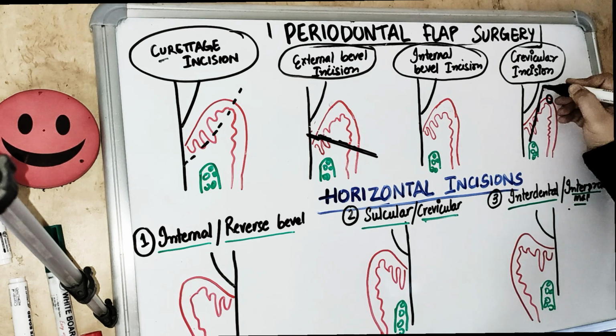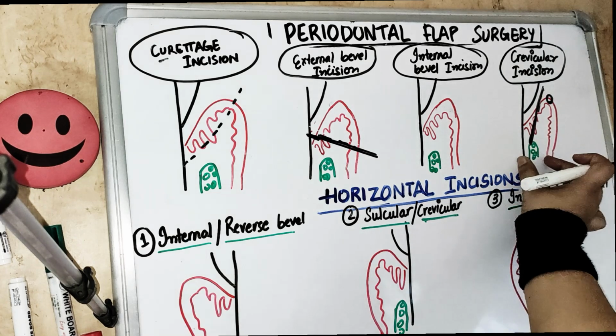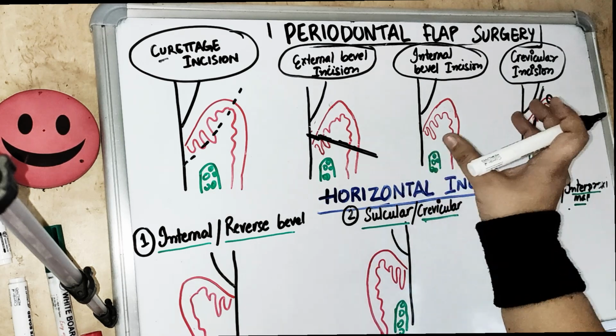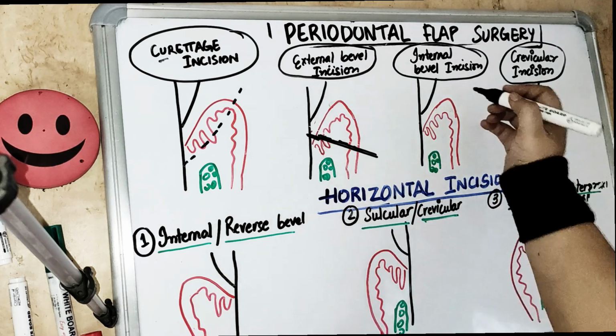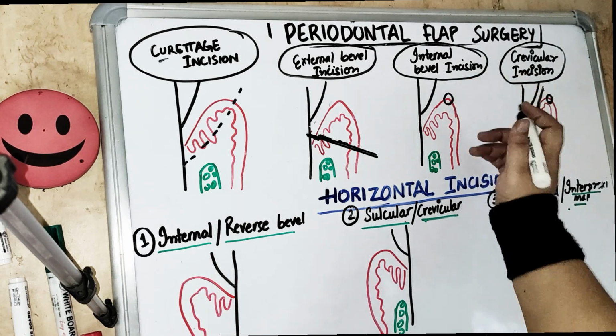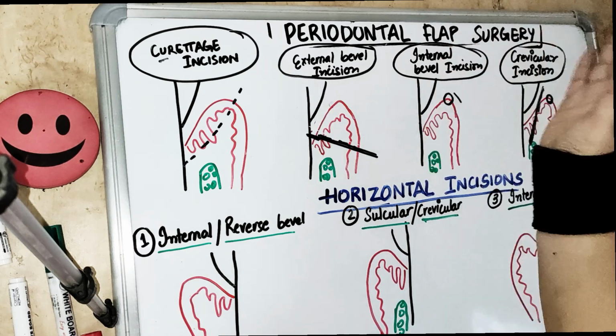Now this one is our crevicular incision. So we are going inside the gingival crevice and we are going up to the crest of the bone. In the internal bevel incision we are also going up to the crest of the bone, but we are going 0.5 to 2 millimeters away from the marginal gingiva. So this is our marginal gingiva, and we are going from 0.5 to 2 millimeters.